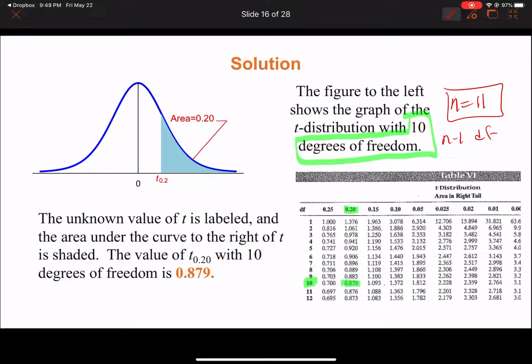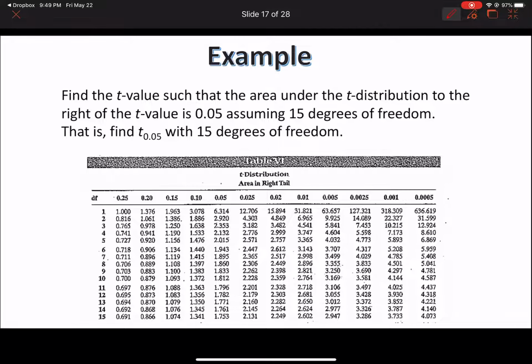So we have right here, we have 0.879. Okay. So find the t value such that the area under the t distribution to the right of the t value is 0.05, assuming 15 degrees of freedom. That is, find t sub 0.05 with 15 degrees of freedom. So go ahead and pause this or just find it, and then we'll do it together.